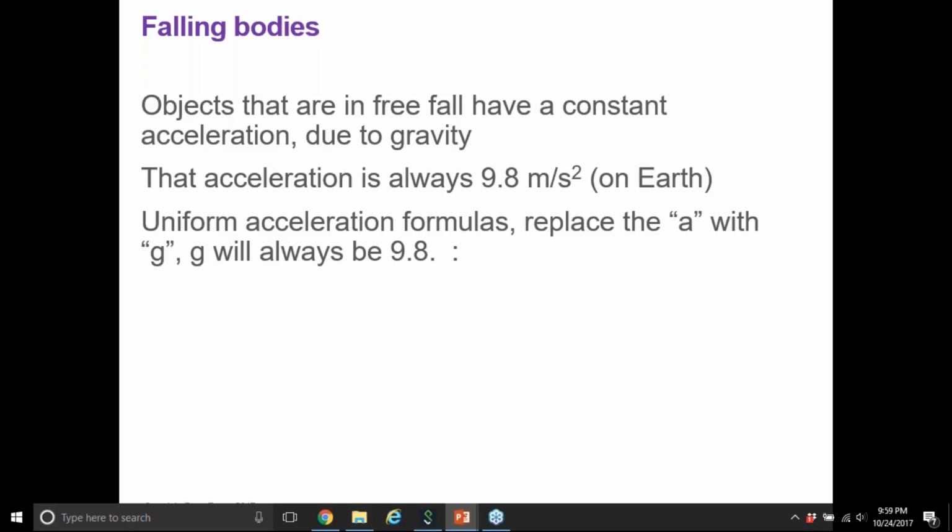To solve problems about falling bodies, we can use the formulas that we just got for things with uniform acceleration, where we know the acceleration. What we do is just have different versions of that formula where we've replaced the letter A for acceleration with G, because G is the acceleration due to gravity, and G will always be 9.8 meters per second squared.